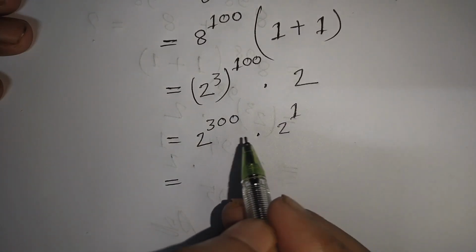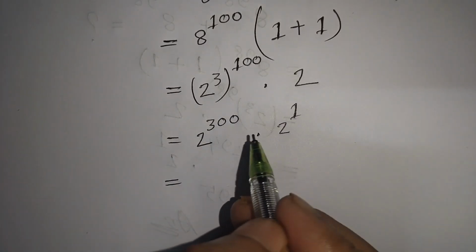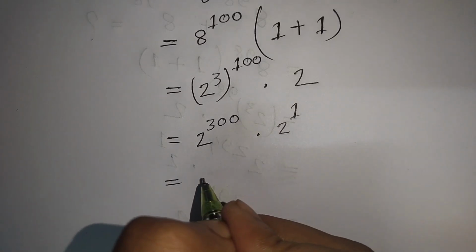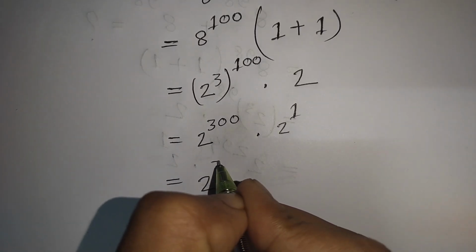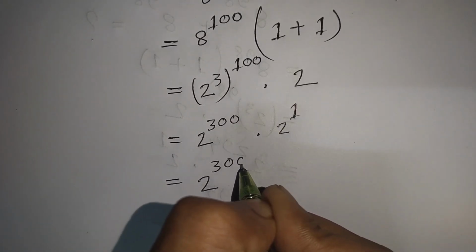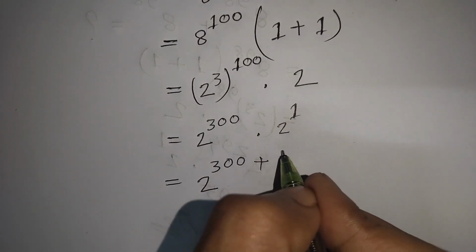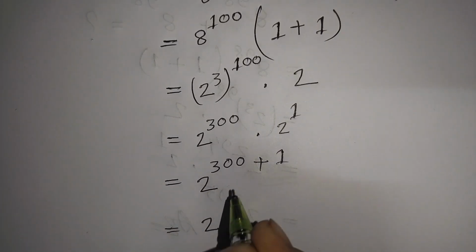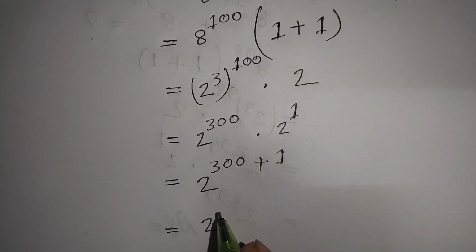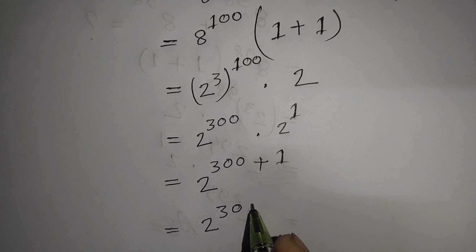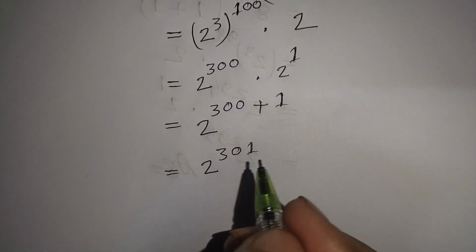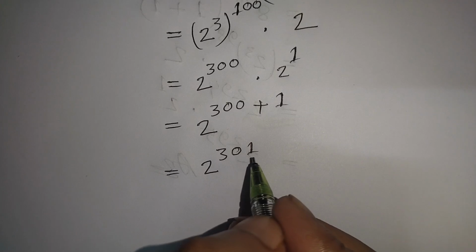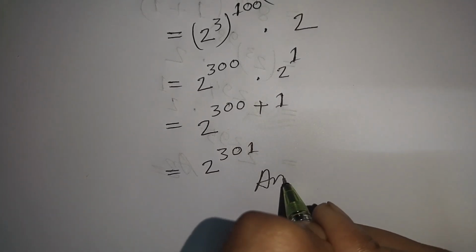Now we see two same bases but different forms. So we can write here 2 to the power 300 plus 1. That means it's 301. So 2 to the power 301 is the correct answer.